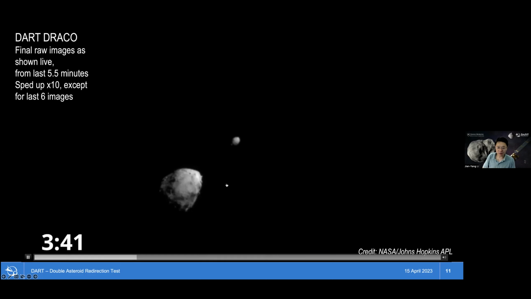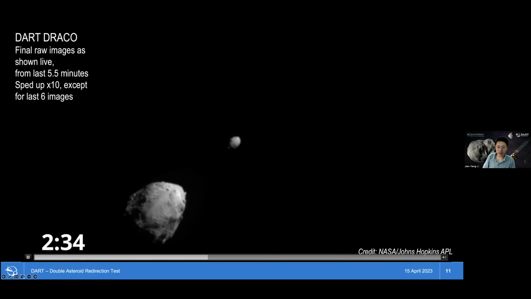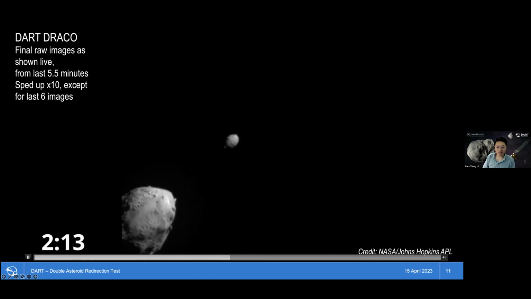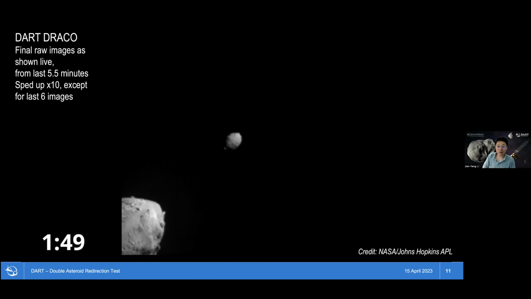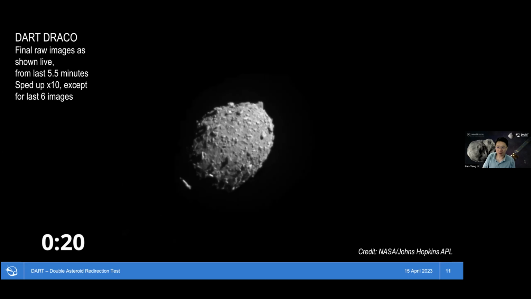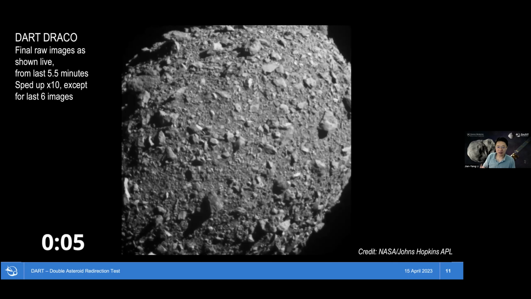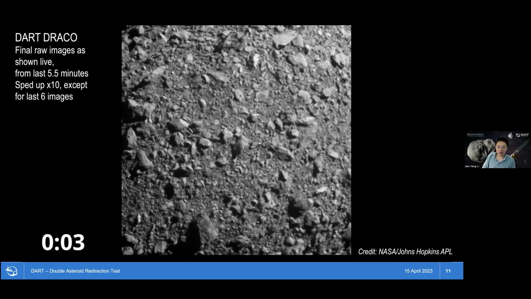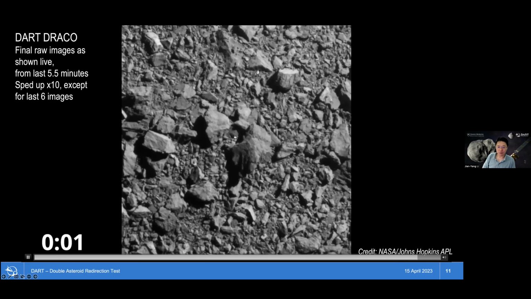You can see that there are two asteroids here. This is Didymos, and the real target is the moon, Dimorphos. And we're getting closer and closer. We were watching this, and we were very excited. Everybody was looking at this and seeing that we're getting closer, and the target is becoming bigger and bigger. And then in the last 5 seconds, we can see the point that we are going to hit.